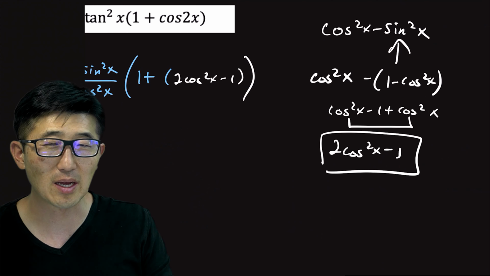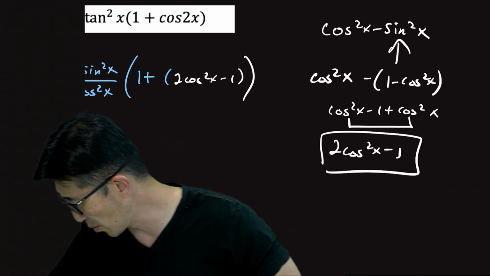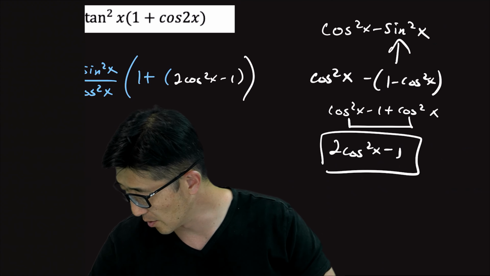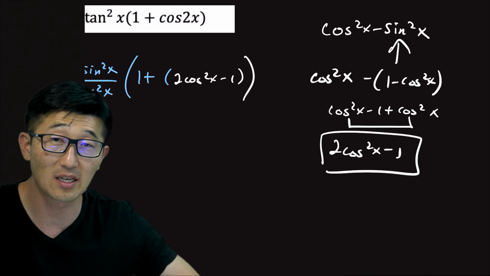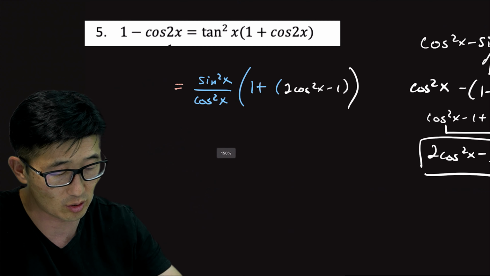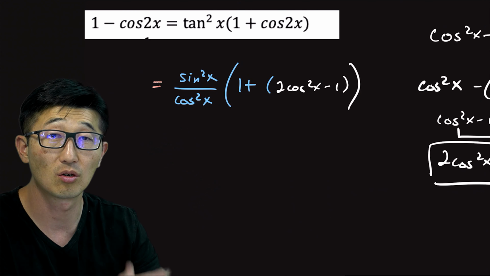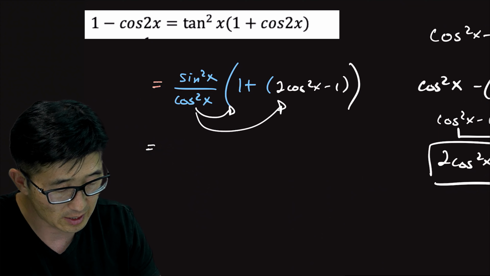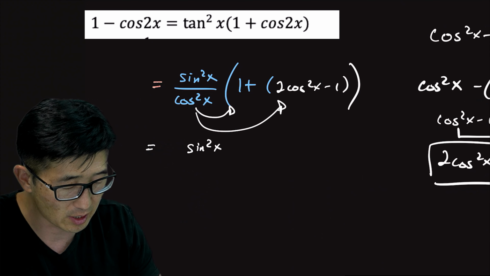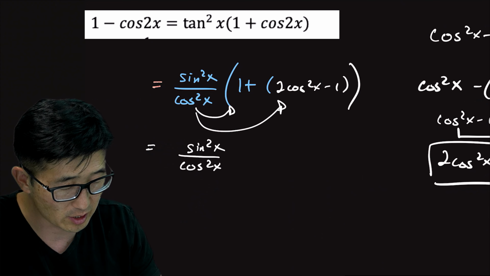It might actually be worth the time to memorize the other two. When I did this the first time, I didn't even think about using this one, so I got stuck. Okay, so let's work it out. Let's multiply this through. This times that. That'll become sine squared x over cosine squared x plus.